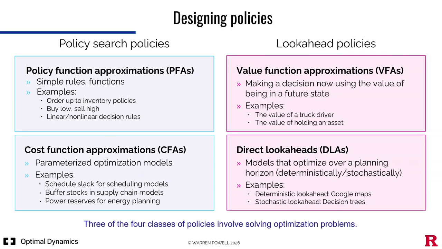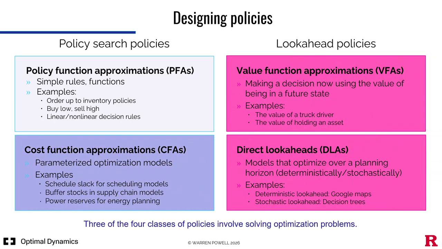Now, of the 4 classes of policies, 3 of them involve solving optimization problems. And this can get very confusing. So if you have a policy that does not involve solving some sort of an optimization, even if it's just a sort, okay, then you have a PFA. But if you are solving optimization, you could be in any of the 3 classes or a hybrid.